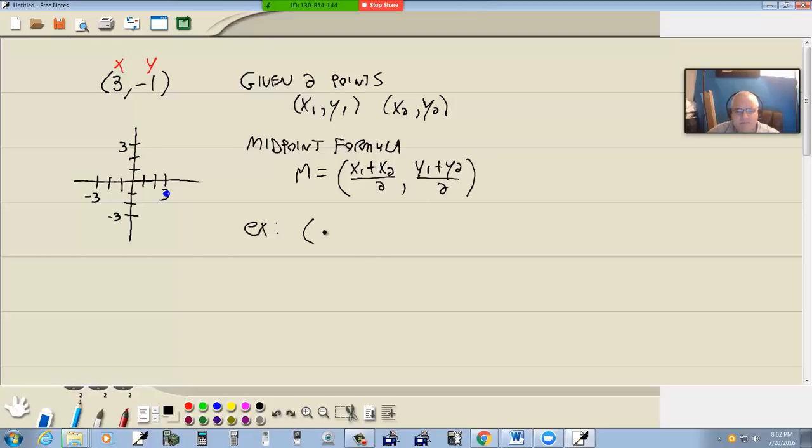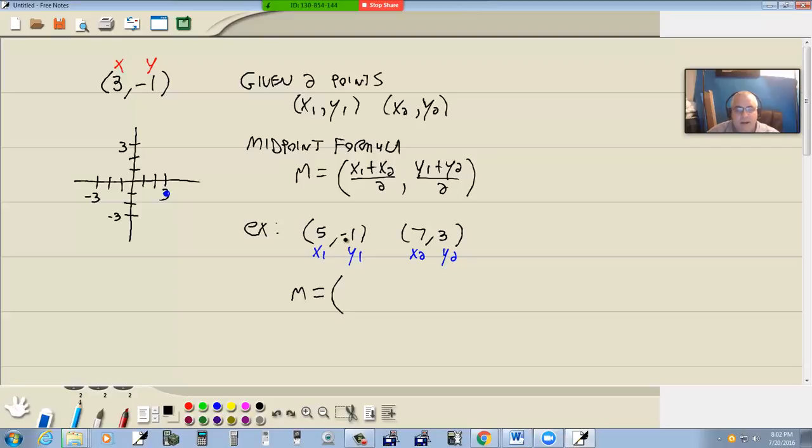So for example, if I have (5, -1) and (7, 3). Our goal with the midpoint formula is to find the point exactly in the middle of those. If I plotted those, I'm trying to find one exactly in the middle. Well, I need to label them first. This is my first point, so I'll label this as x1, y1. This is my second point, so I'll label that as x2, y2. It doesn't matter which one you say is your first point and which your second point. The formula works out the same.